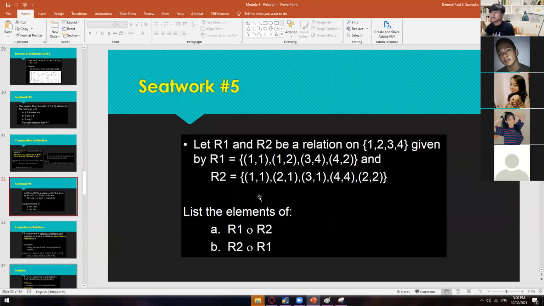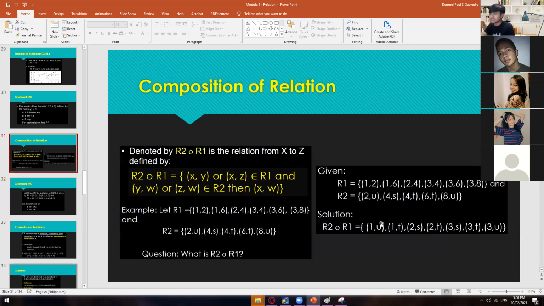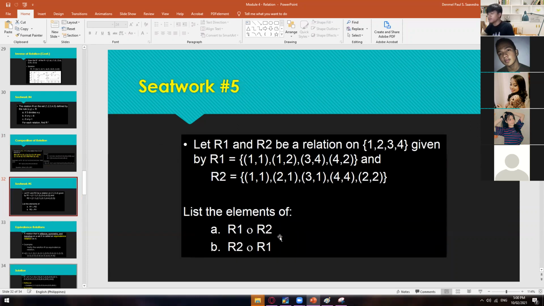All right. So we have here again your seat break number 5. So we have two relations, and then here's the question: R1 o R2, and then R2 o R1. All right. So R2 o R1 is similar with this example, and then R1 o R2 is just the opposite. All right. So are we clear so far regarding your seat break number 5?